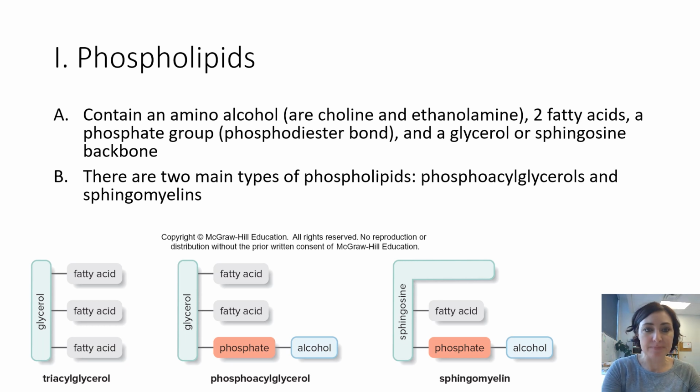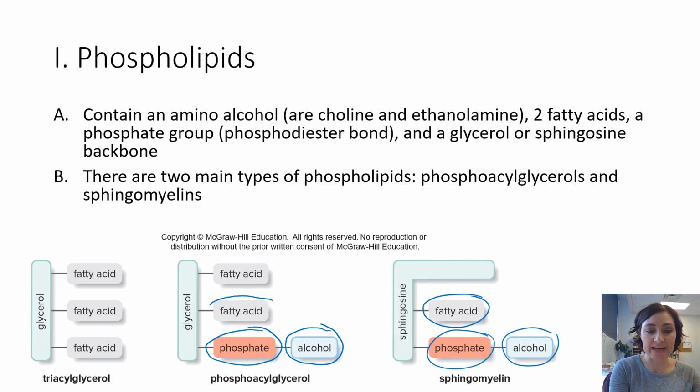So again, all phospholipids have an alcohol, an amino alcohol. It's either going to be choline or ethanolamine, so it's a lecithin or a cephalin. They're going to have that phosphodiester bond, and they're going to have at least one fatty acid. Now, phosphoacylglycerols, structurally, are a little different. They have that glycerol backbone, and they have a second fatty acid.